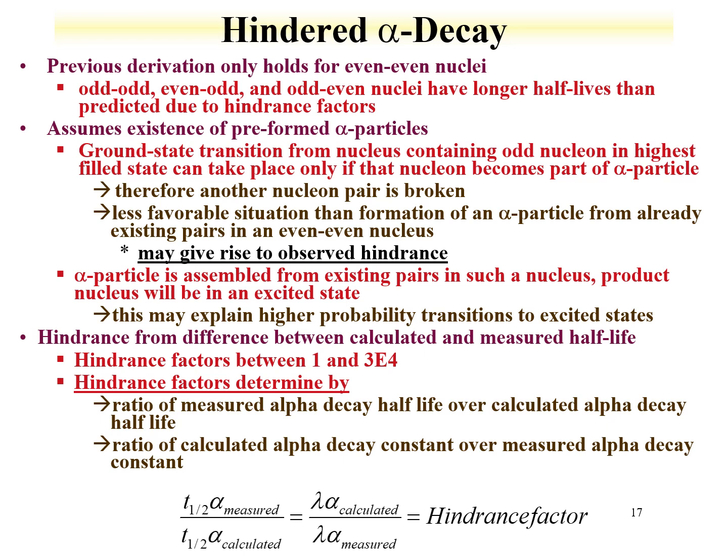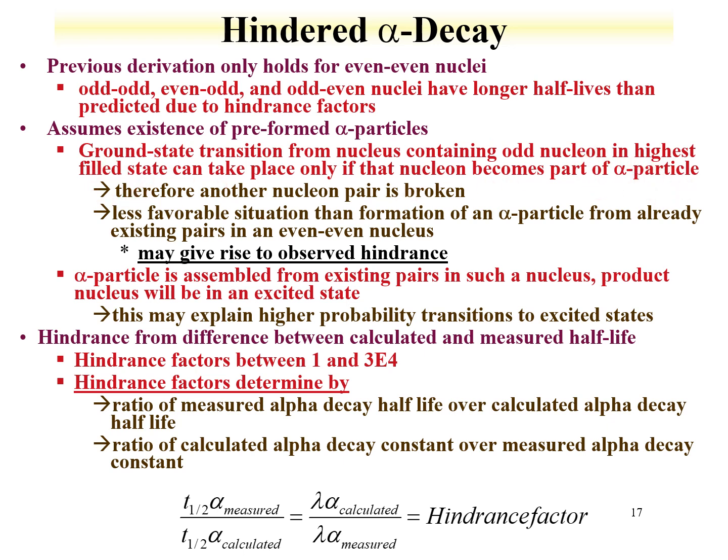Now, everything we discussed related to the model really holds for even nuclei. If we have even-odd or odd-even nuclei, the half-lives are even longer than predicted due to something we're going to call hindrance factors. Now, the model assumes the existence of preformed alpha particles in the nucleus. And the ground state transitions from nuclei containing an odd nucleon can only take part if that odd nucleon becomes part of this emitted alpha particle.